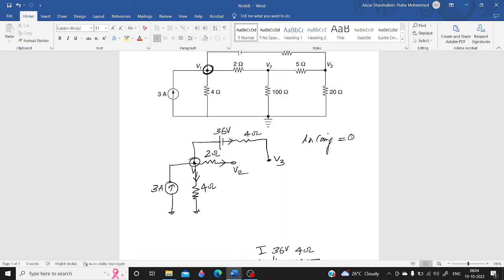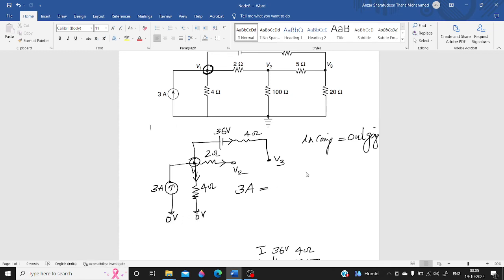Incoming is equal to outgoing. Only one incoming current, which is 3 ampere. All the others are outgoing. Since this is the reference node, it is considered at zero potential, so all the values here are at 0 volt.